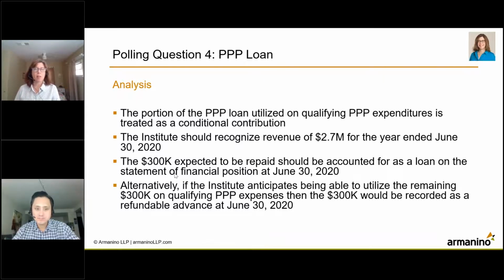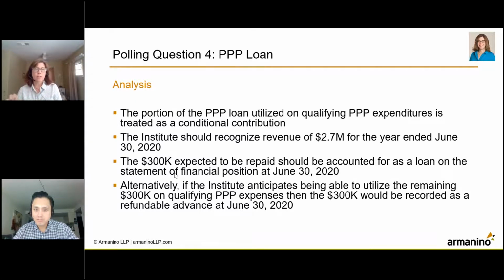The $300,000 that's expected to be repaid, that is definitely a loan. If you're going to be repaying that amount, then it should be shown as a loan on the statement of financial position. And as Grant indicated, you'll need to provide the disclosures that would be required for a loan.